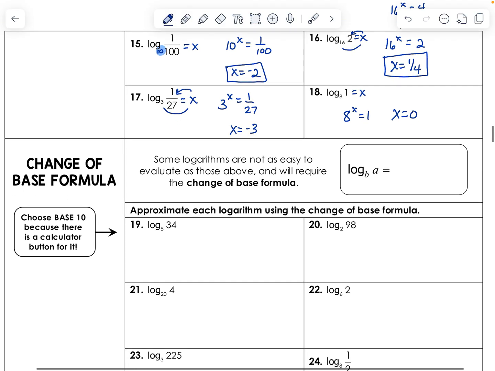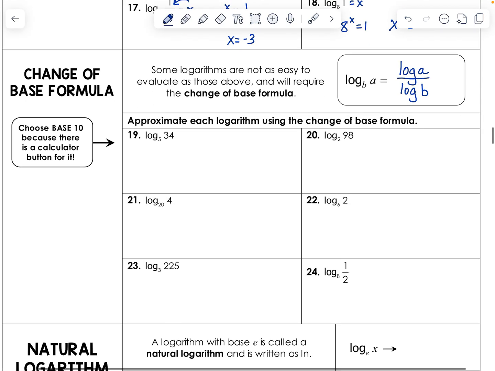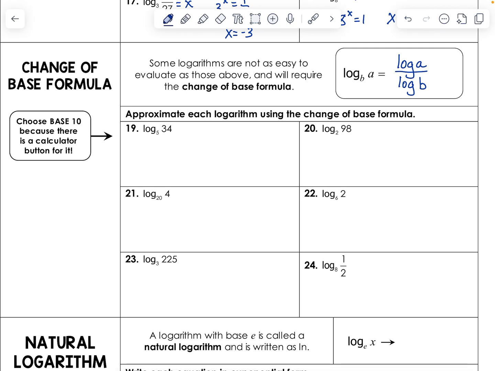Some logarithms are not as easy to evaluate, like the ones we just did, and will require the change of base formula. If we have one that we can't figure out easily because it's not like squared or cubed or whatever, then we do log of A divided by log of B. The log button is on your calculator, and it's on your scientific calculator as well.